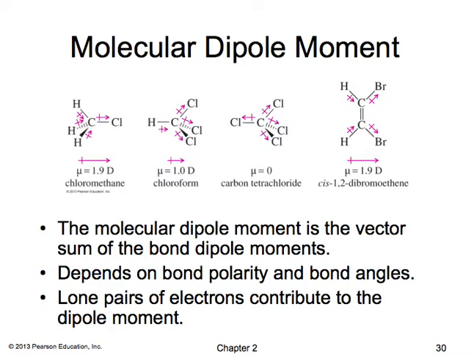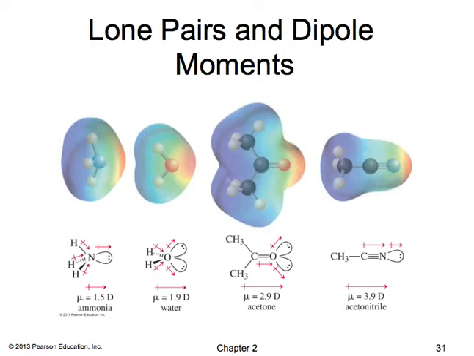Lone pairs of electrons contribute also to the dipole moment. So if we look at lone pairs and dipole moments, here are examples where you see lone pairs contributing. Here's ammonia, in which electrons go from the positive side from the hydrogen to the nitrogen, and then nitrogen to the negative. Overall dipole moment is left to right. Same with water. Overall dipole moment is left to right. Here, acetone, dipole moment here, and then to the electrons. And here's acetonitrile, dipole moment from the carbon to the nitrogen, and then nitrogen to the electrons.